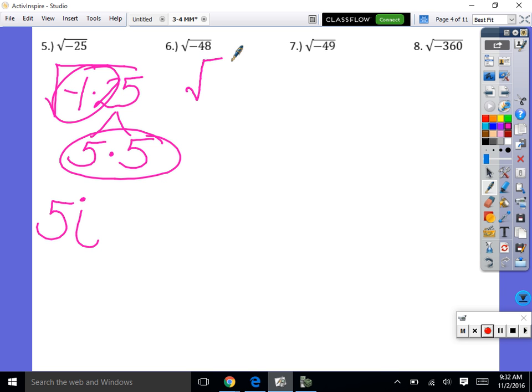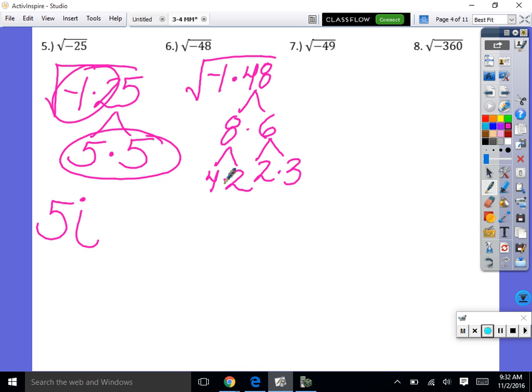So let's do this one, the square root of -48. Think of it as -1 times 48. So break down 48. 8 times 6, 8 breaks down into 4 times 2. And 6 breaks down into 2 times 3. 4 breaks down into 2 times 2. Let's not double dip. So let's cross out some things here.